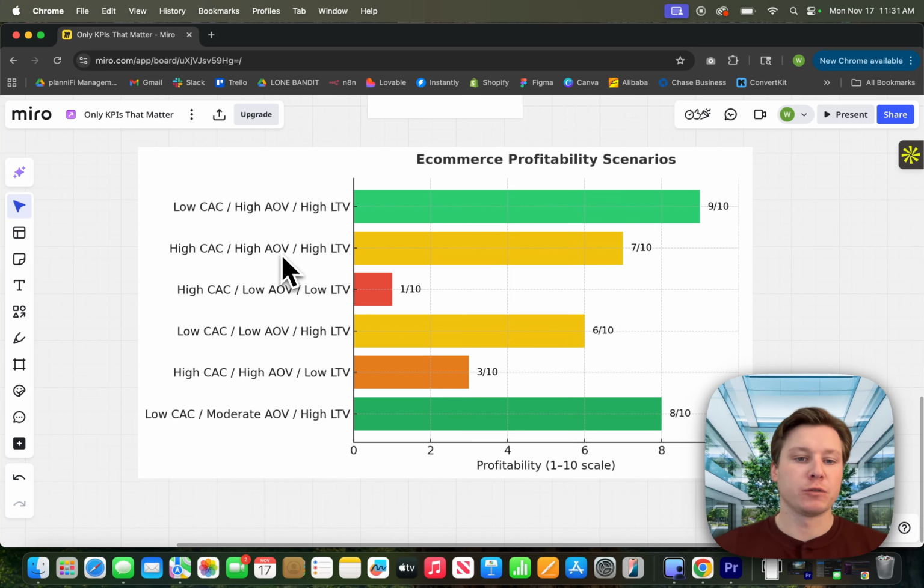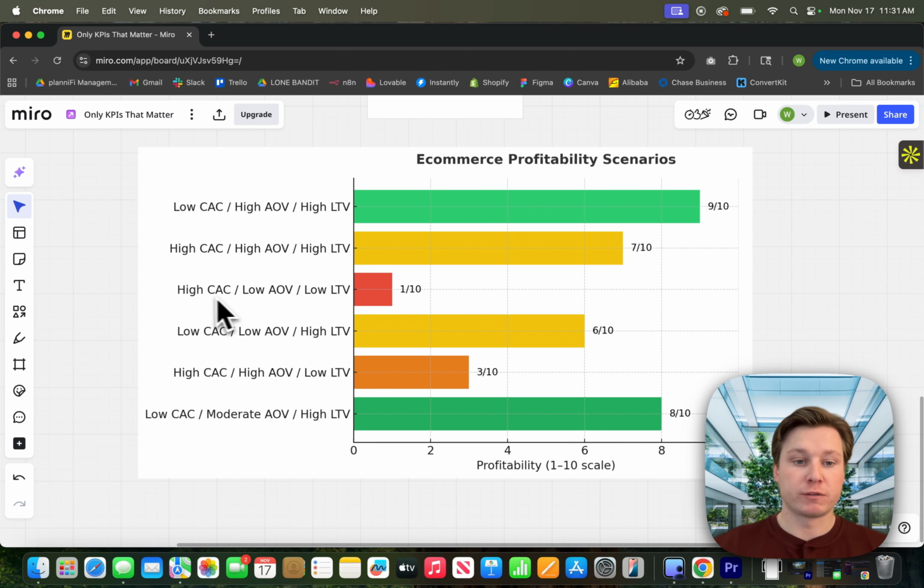So still have a high AOV. They're spending a lot and they're staying around for a long time, but your CAC is a little bit higher. So in this case, it's costing you a lot to acquire the customer, but you're still getting a lot of money out of the customer on the first order. So maybe you're break even, maybe you're a little bit unprofitable, but your LTV on the back end will take care of it and you're ultimately still profitable. So this one is rated a 7 out of 10.